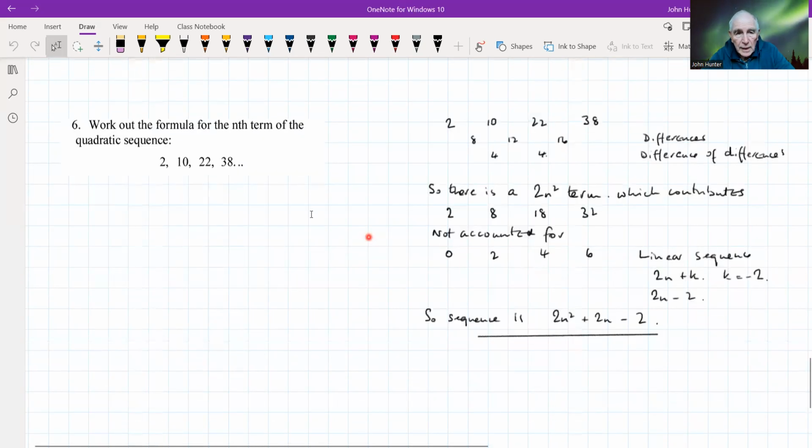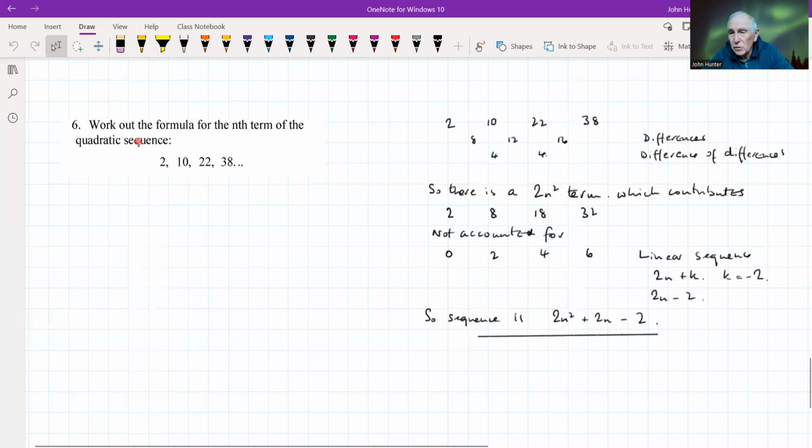All right, so far so good. Let's have a look at this one. Now this one's asking us to work out the formula for the nth term of the quadratic sequence 2, 10, 22, 38, which we've got there. So I've done the differences. They're not equal, but the differences of the differences are 4. So that's telling us there's going to be a 2n squared term.